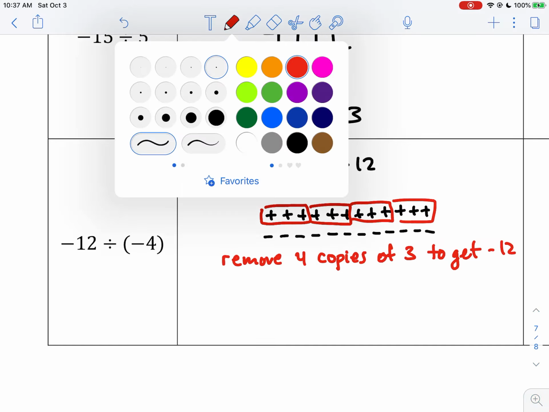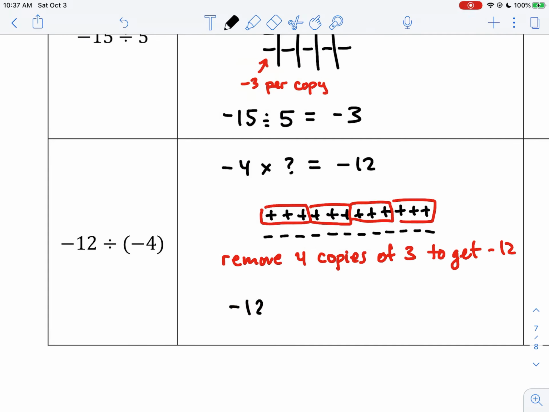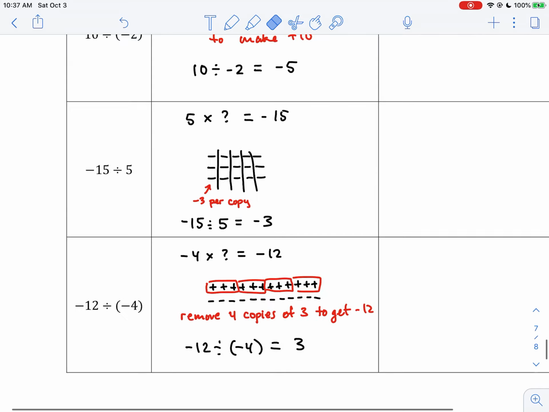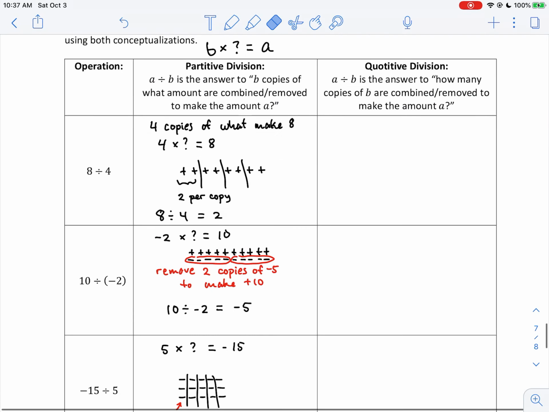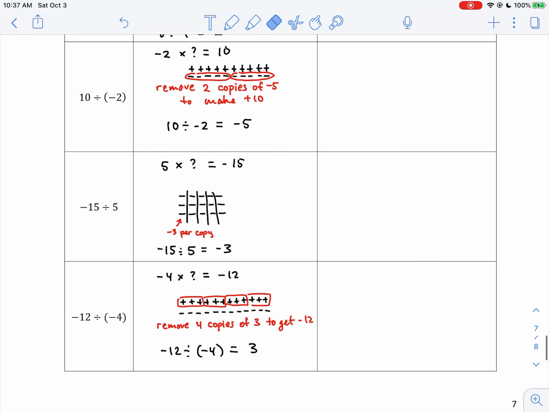Okay, so how much was there per copy was the answer of our division task. So -12 divided by -4 is +3. Remove 4 copies of 3 will yield a -12. Okay, and this is our partitive meaning for division.